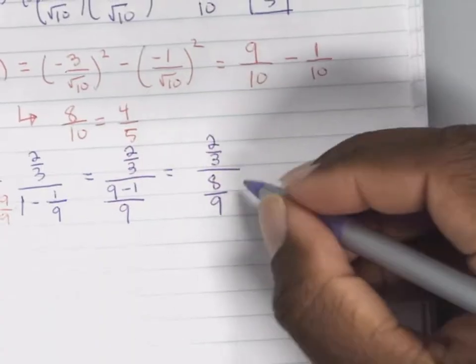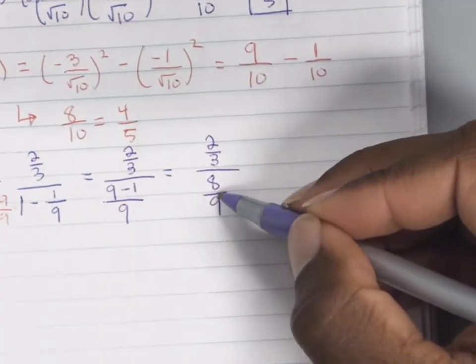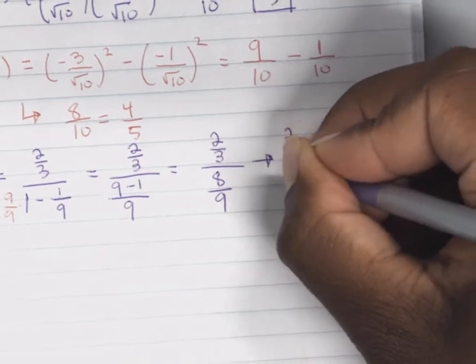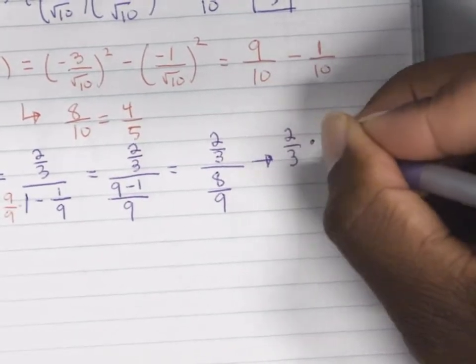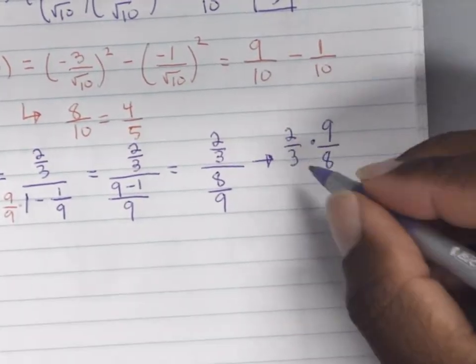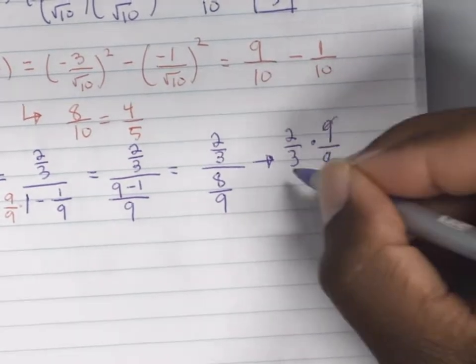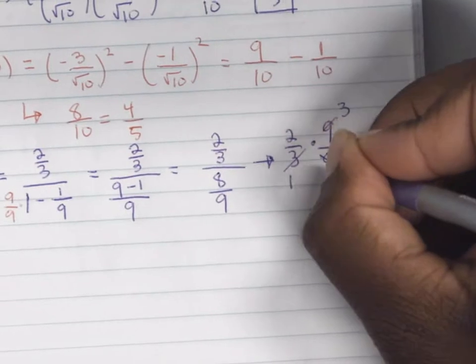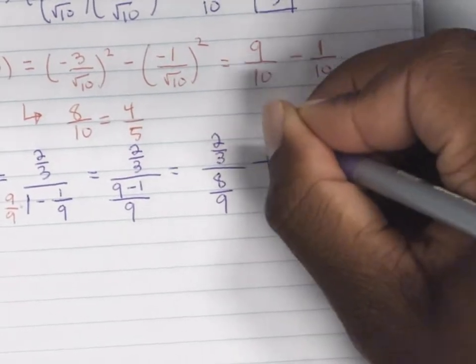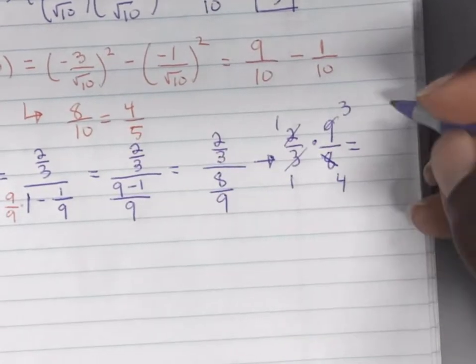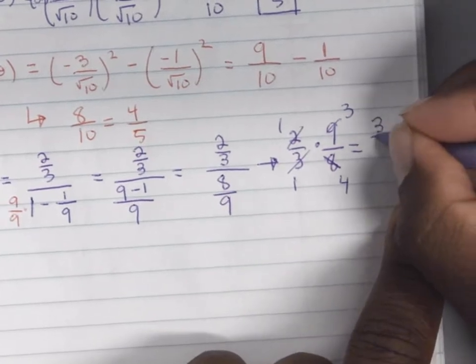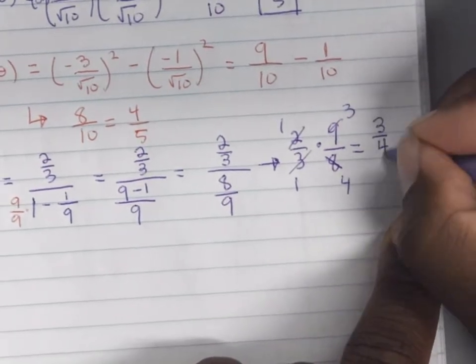And then I will multiply by the reciprocal. So 2 over 3 times 9 over 8. 3 goes into 9 3 times. I can divide 8 by 2 and I get 4, which leaves me with 3 over 4.